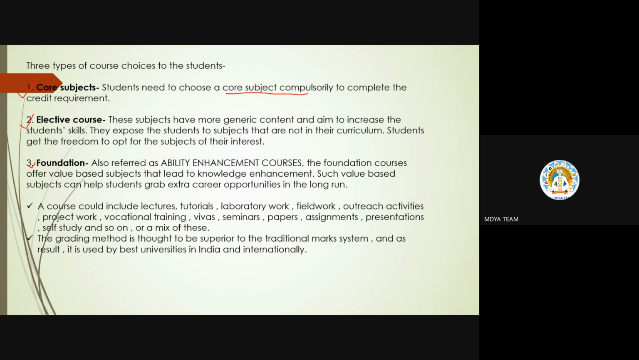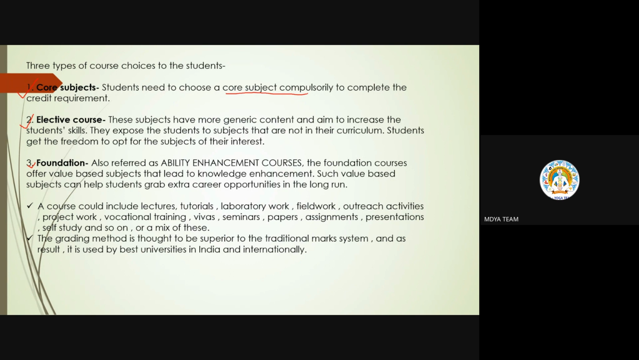Like if you are a mechanical engineer, there are certain things that you have to study to become a mechanical engineer. So there are core subjects that a learner has to choose for completion of the credit requirement.